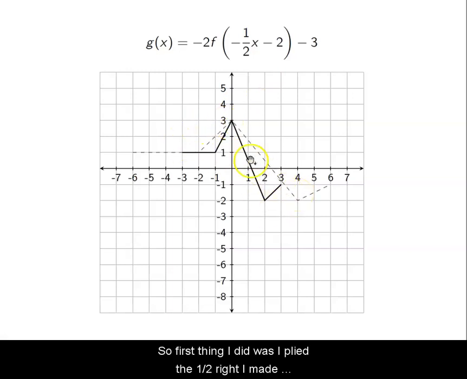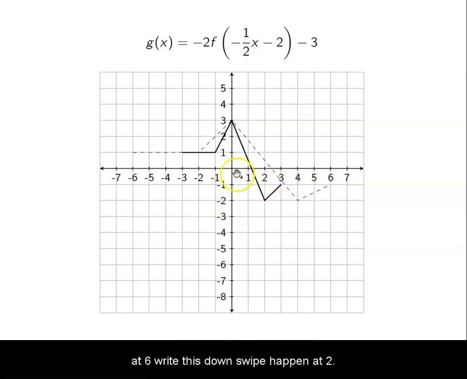So first thing I did was I applied the 1/2, right? I made everything twice as long. This happens at 3. Now it happens at 6, right? This down swipe happened at 2. Now it happens at 4, right? It's twice as long. This happened at 1. Okay. Now it ends at -2. This ended at -3. Now it ends at -6.